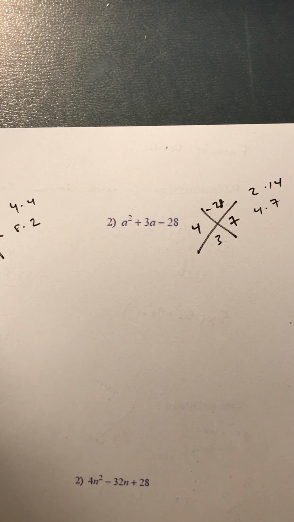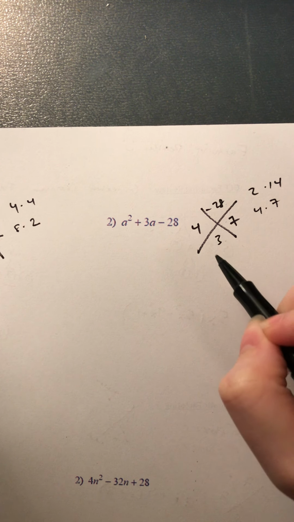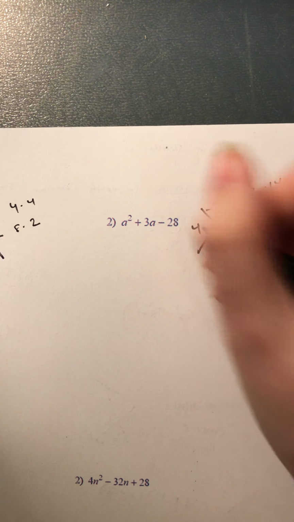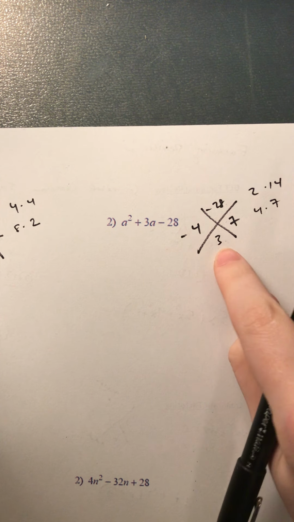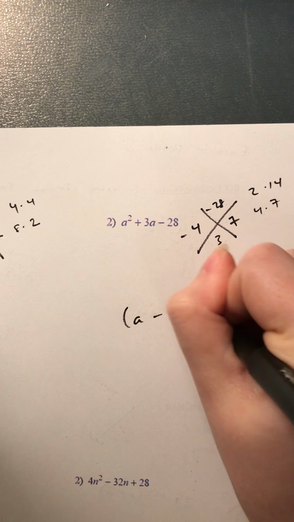But the thing is, we need to multiply to a negative. So one of your chunks needs to be negative. We want to add up to a positive 3. So think about for a second which one should be negative. It should be the 4, because 7 minus 4 is 3. So your chunks are a minus 4 and a plus 7.